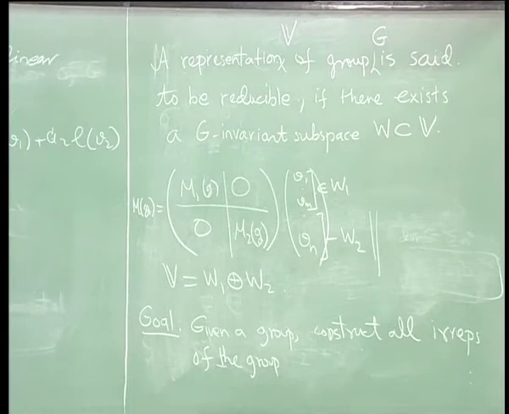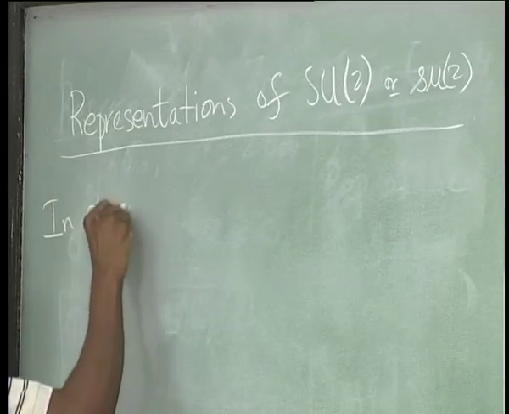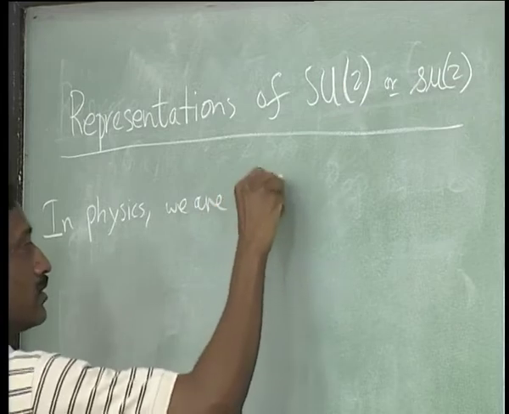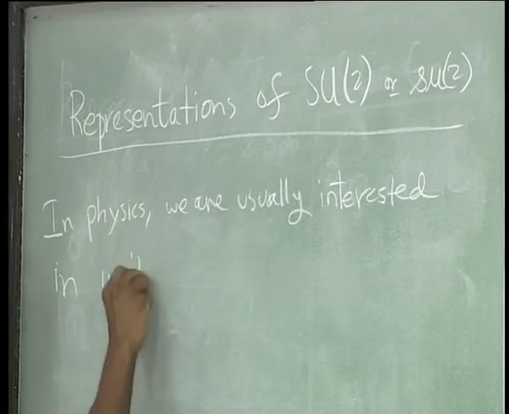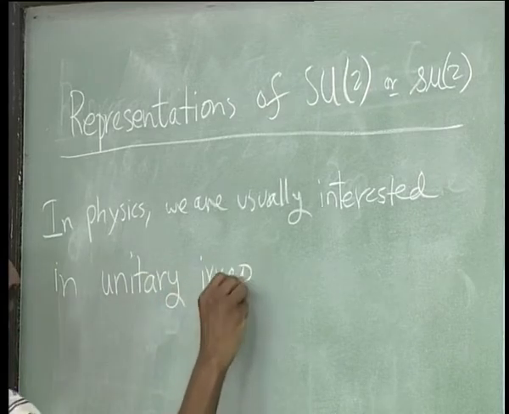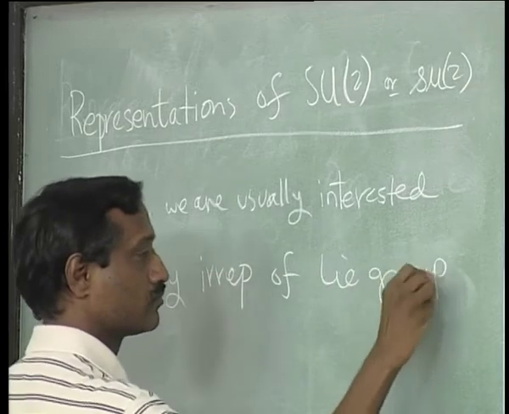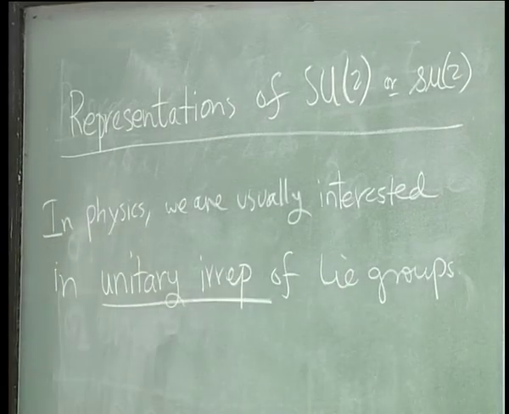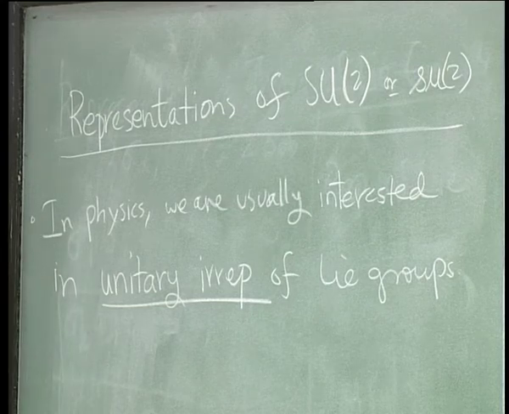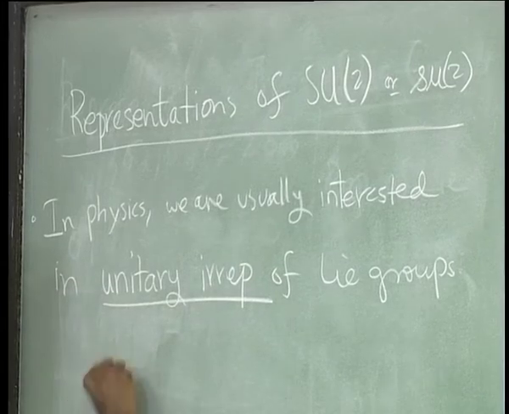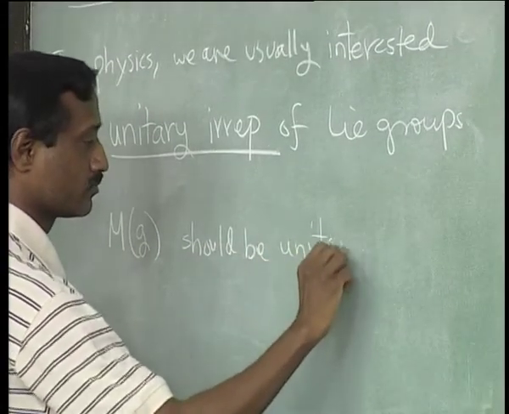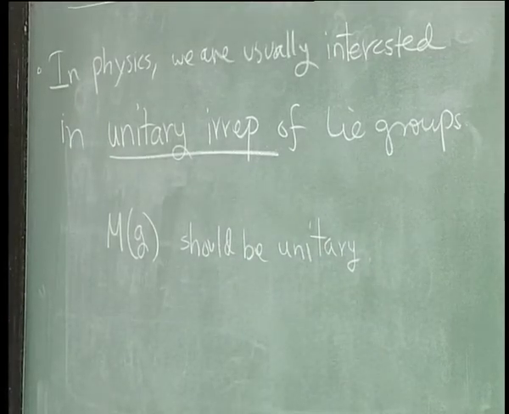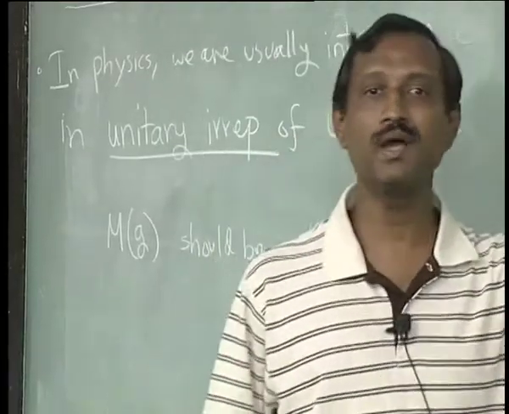In physics we are usually interested in unitary irreps of Lie groups. What we mean by this is that M of G, the matrix, should be unitary. It is also equivalent to saying that the Lie algebra element should be Hermitian if you put an i out here.